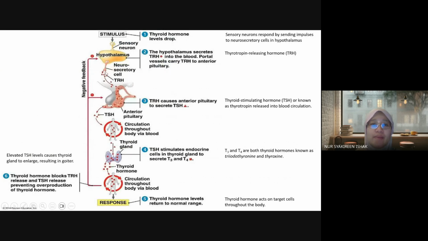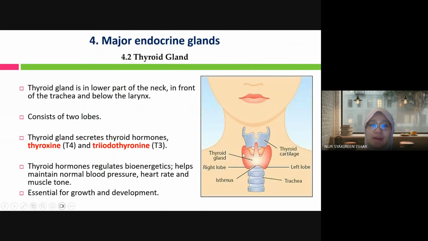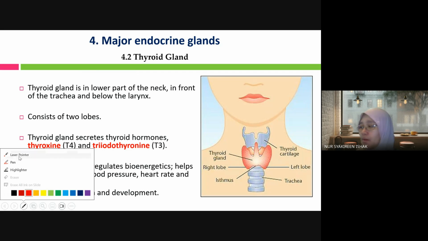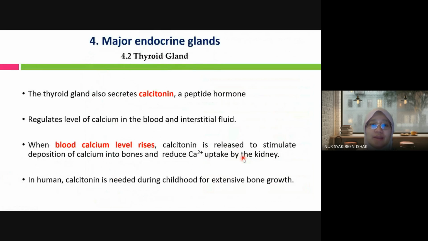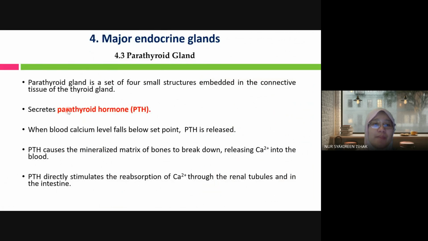Kalau kita tengok ke gambar ni, kan? Gambar ni thyroid gland. So this is the thyroid gland. On the surface of the thyroid gland, there will be the parathyroid glands. Ada 1, 2, 3, 4. So the function of the parathyroid gland is to secrete the hormone parathyroid hormone (PTH). The parathyroid gland is a set of 4 small structures embedded in the connective tissue of the thyroid gland.